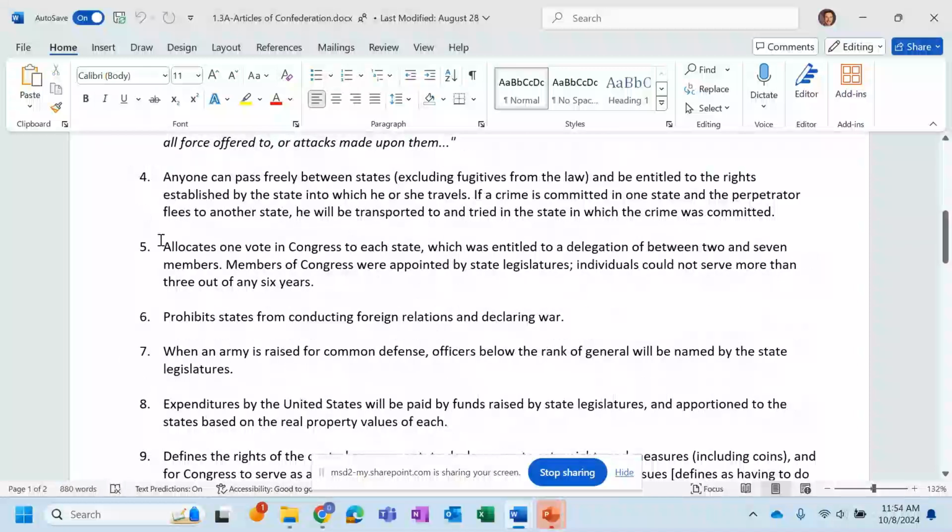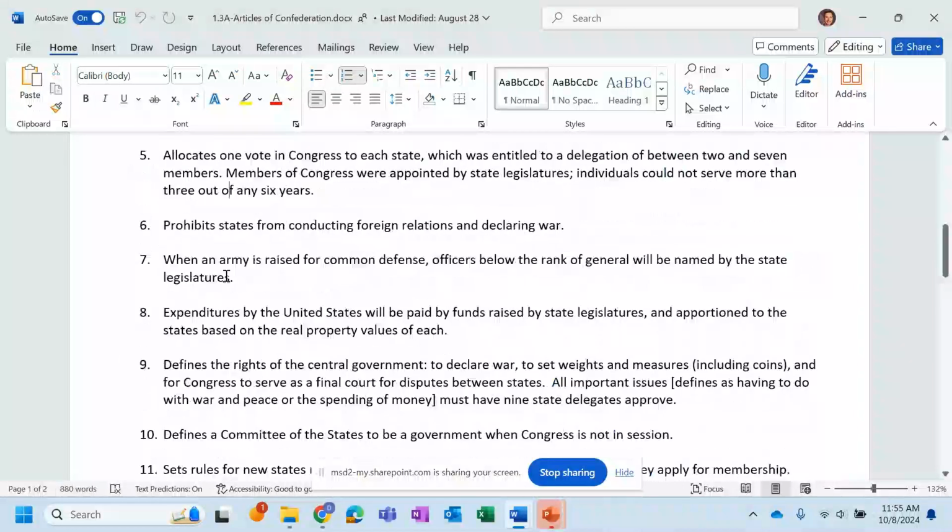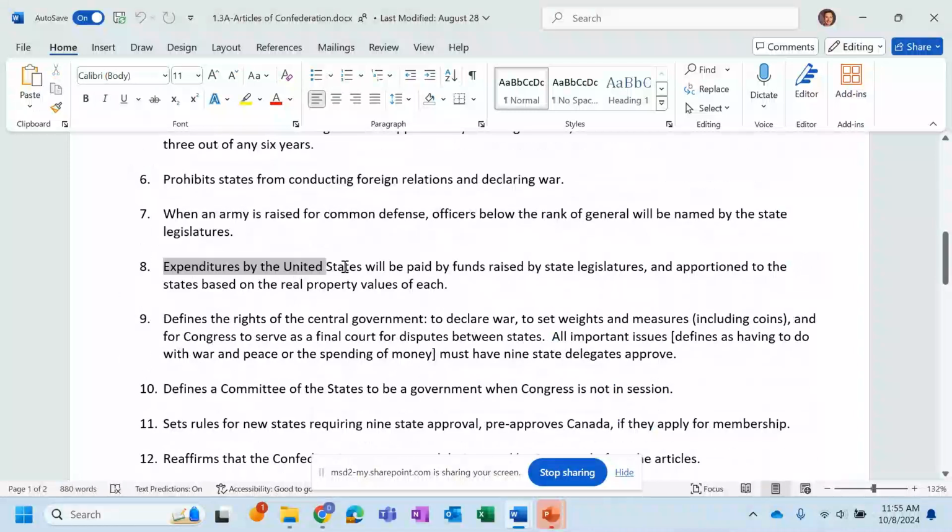You might argue that a lot of the larger states felt that one vote per state was not enough, that there should have been proportional representation in accounting for the needs of the larger states. Again, states can't conduct foreign relations or declare war, but the national government can't raise an army. So there's this weird relationship there. Can't tax. Expenditures of the United States had to be paid by funds raised by the state legislatures.